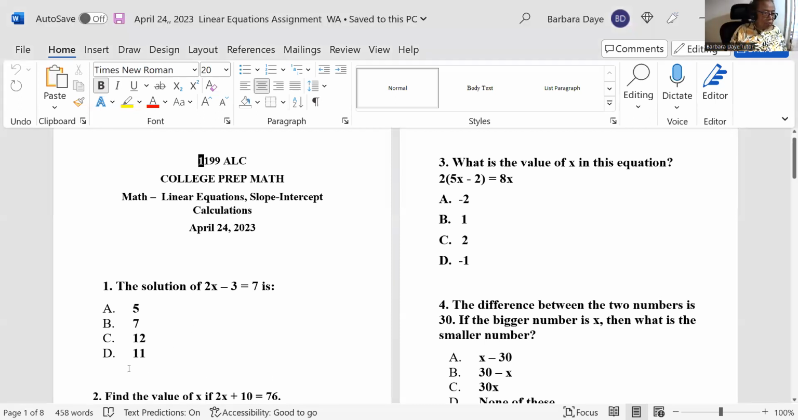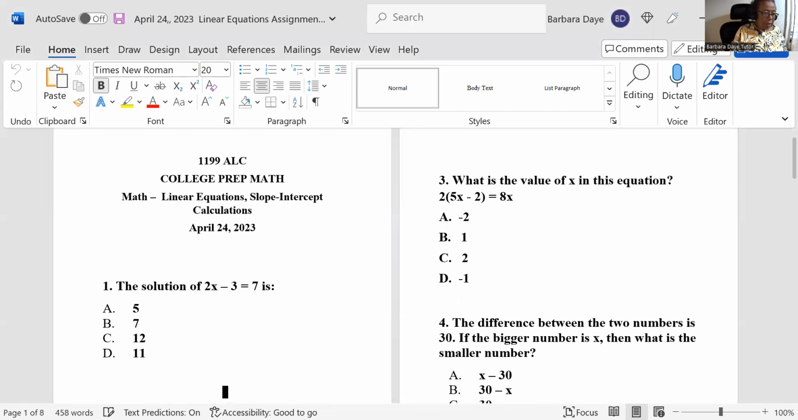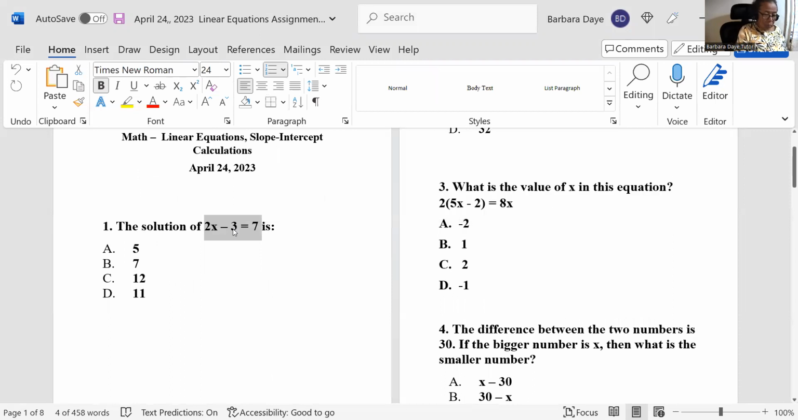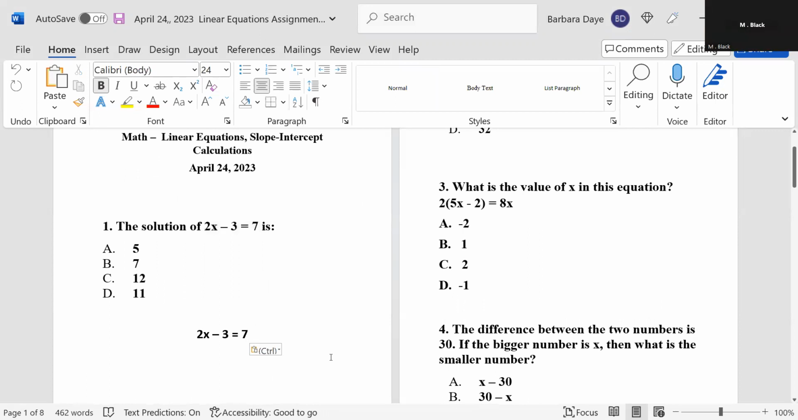And the first one, Mercedes, how do we solve number 1? Mercedes, are you there? Yes, I'm sorry, I was on mute. All right. Now, the first one, solving for X. How do you solve it?